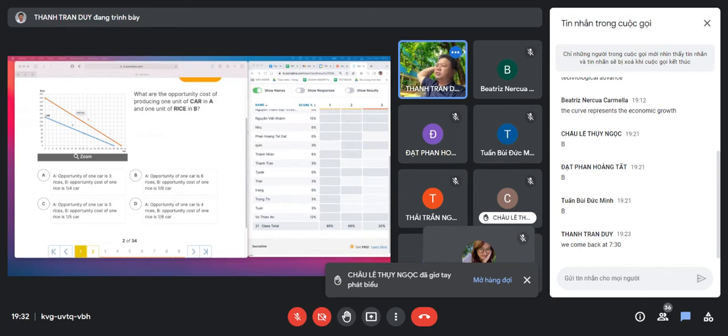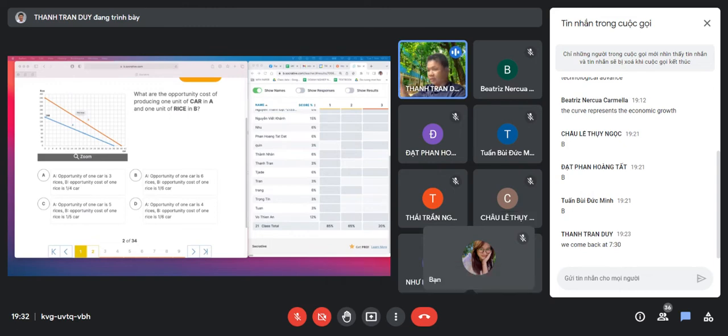Question 2: find the opportunity cost of car and rice. This diagram is different from the previous one, but we use the same way, right? So for car in A, what is the opportunity cost of a car in A?